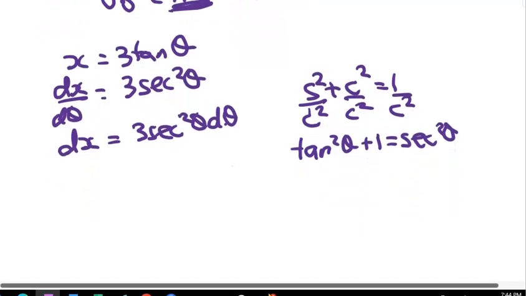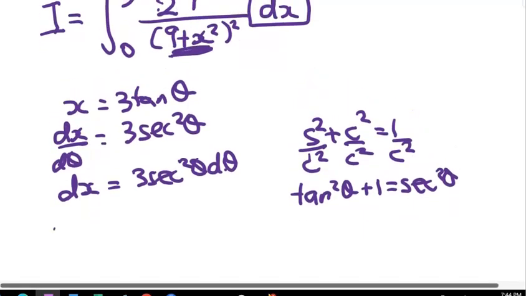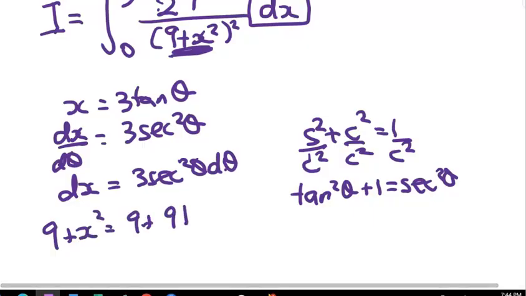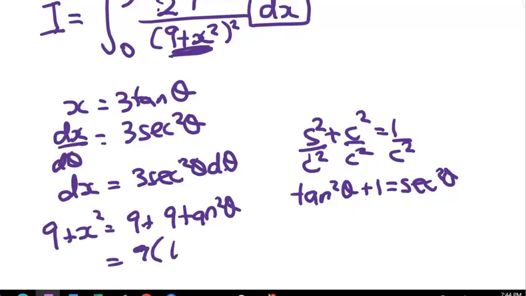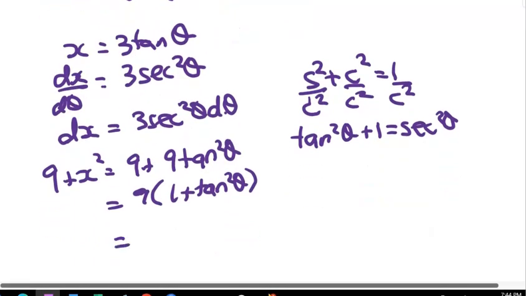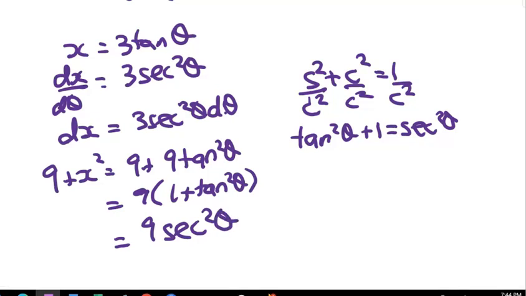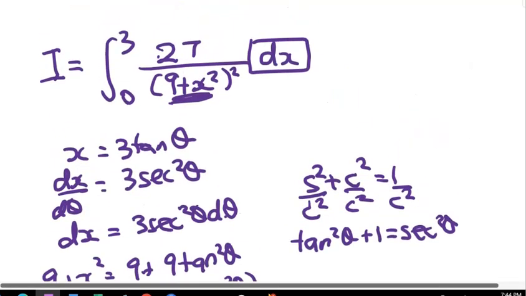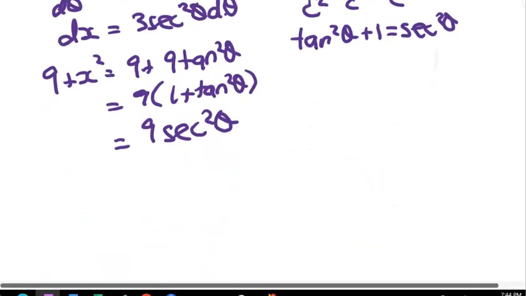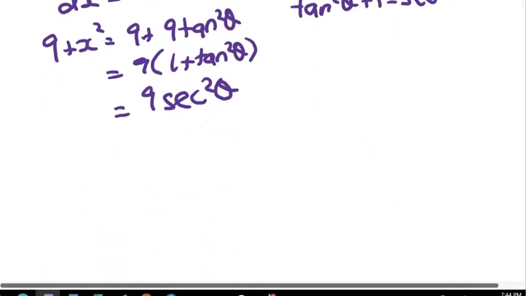So now let's put our substitution in. If we've got 9 plus x squared, that's the same as 9 plus 9 tan squared theta, which is equal to 9 times 1 plus tan squared theta, which is equal to 9 sec squared theta. So that's this bit now sorted out, and this bit, and that bit's just a constant. So the last thing we've got to deal with are my 2 limits. I'll do that using the table that we've used all year.